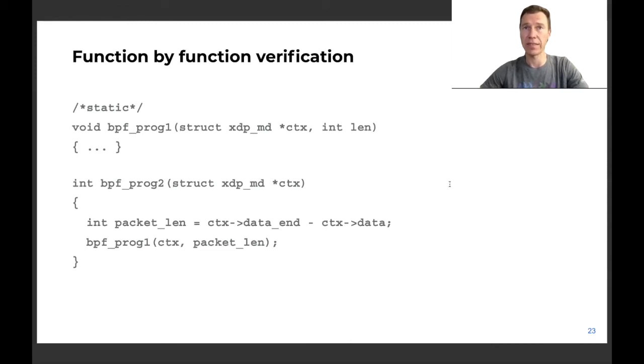Then later, when verifying the second program, the verifier only needs to check that the first program is called with valid arguments. The verifier does not need to recheck program 1 for the specific pointer and integer values that it sees in program 2. This process is called function by function verification. It drastically speeds up the verification time. Note that it's not available to static functions because LLVM does not adjust type information when it optimizes static functions.